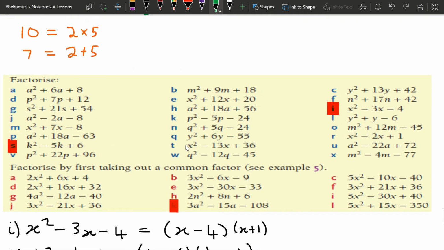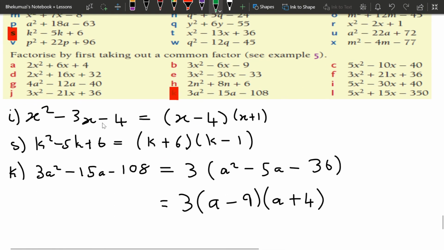So here are some exercises that you can try on your own, and the only 3 that I'll do is S, I, and K, and then the rest you can try on your own. So here you can see I is x squared minus 3x minus 4, and you find that it is x minus 4, x plus 1, right? Because 1 times 4 does give us 4, but if we say 4 minus 1, that does give us 3. And same thing, k squared minus 5k plus 6, it's k plus 6, k minus 1, and then you also find that.